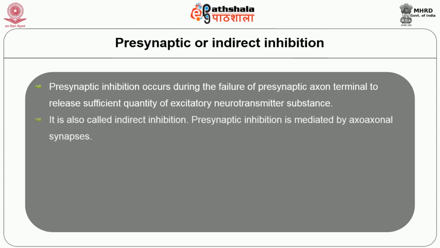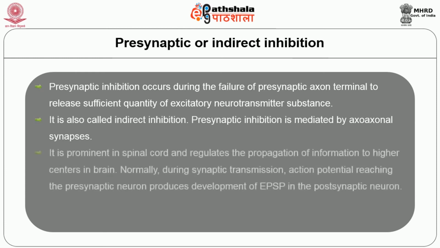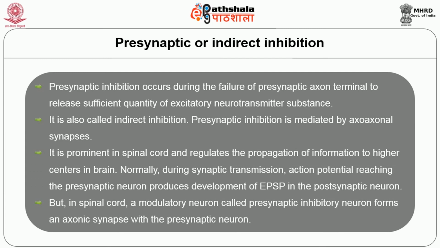It is also called indirect inhibition. The presynaptic inhibition is mediated by axo-axonal synapse, prominent in the spinal cord, and regulates the propagation of information to higher centers in the brain. Normally, during synaptic transmission, the action potential reaching the presynaptic neuron produces the development of EPSP in the postsynaptic neuron. But in the spinal cord, a modulatory neuron called presynaptic inhibitory neuron forms an axo-axonic synapse with a presynaptic neuron.